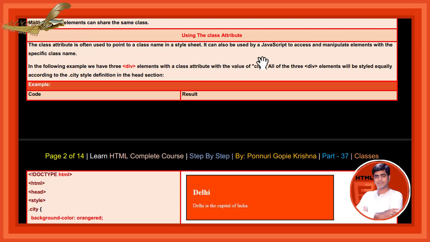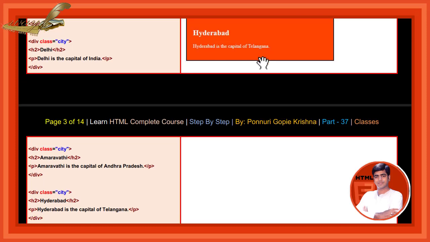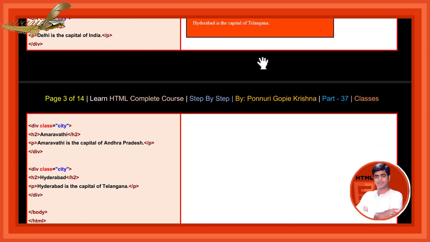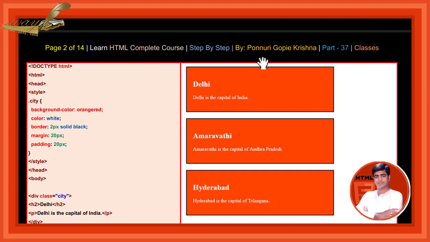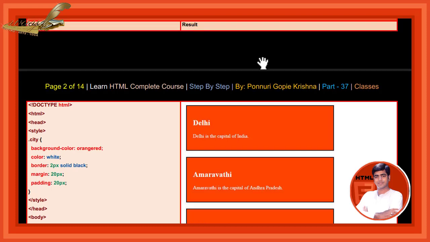In the following example, we have three div elements with the class attribute with the value of city. All of the three div elements will be styled equally according to the city style definition in the head section. See the example and code. See here: background color orange red, color white, border 2 pixels solid black, margin 20 pixels, padding 20 pixels. For writing and executing this code, we are using the style method. See the result returned: Delhi, Amravati, Hyderabad. The 3 blocks were executed.